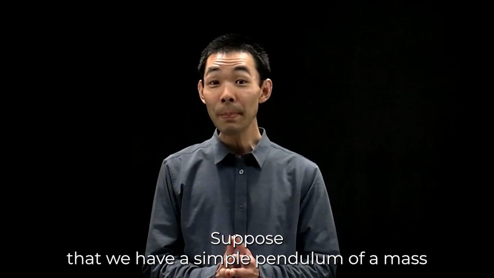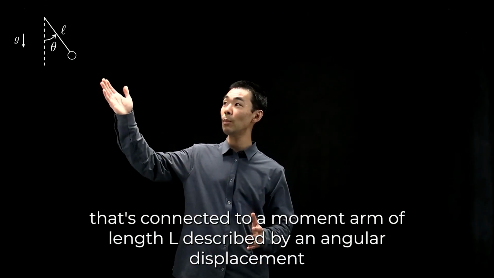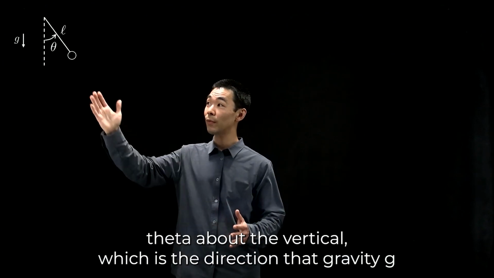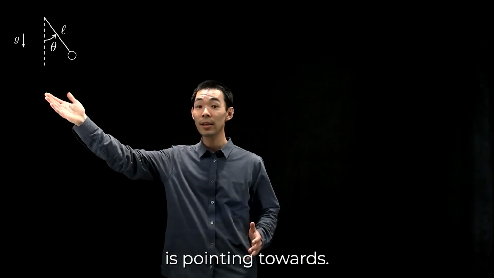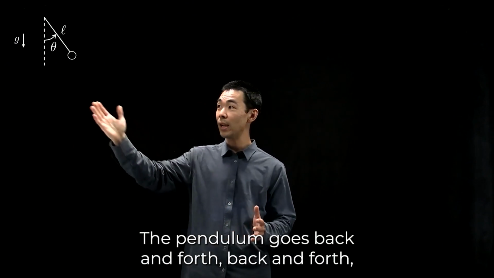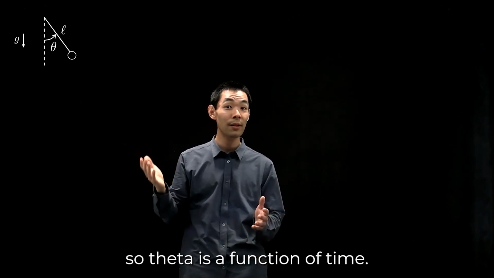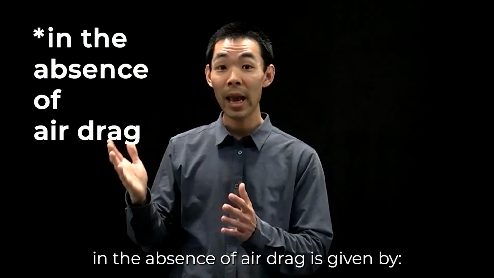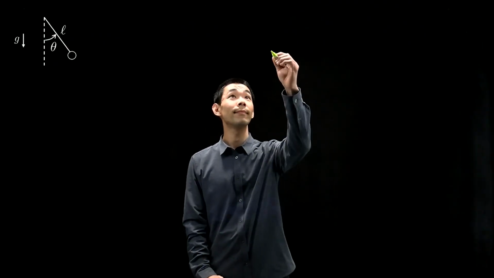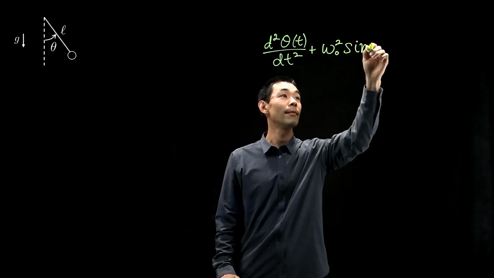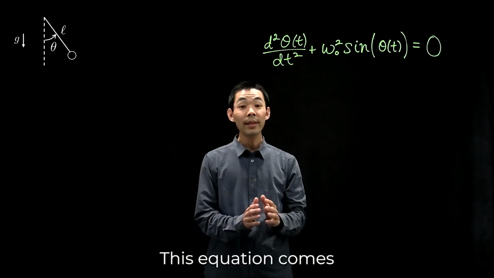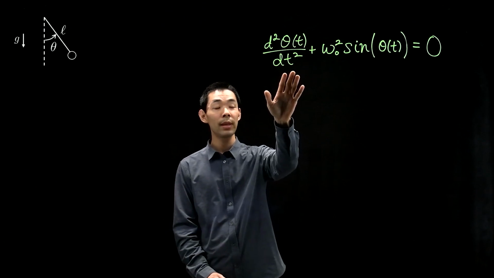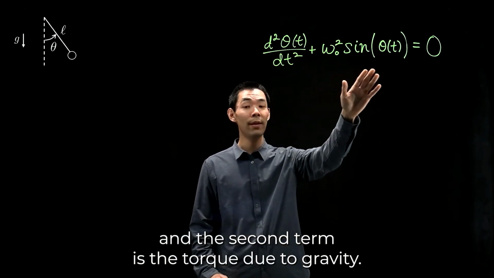Suppose that we have a simple pendulum of a mass that's connected to a moment arm of length L, described by an angular displacement theta about the vertical, which is the direction that gravity g is pointing towards. The pendulum goes back and forth, so theta is a function of time. The evolution equation that describes the back and forth motion in the presence of gravity is given by this equation. It comes from a torque balance where the first term is the angular acceleration and the second term is the torque due to gravity.